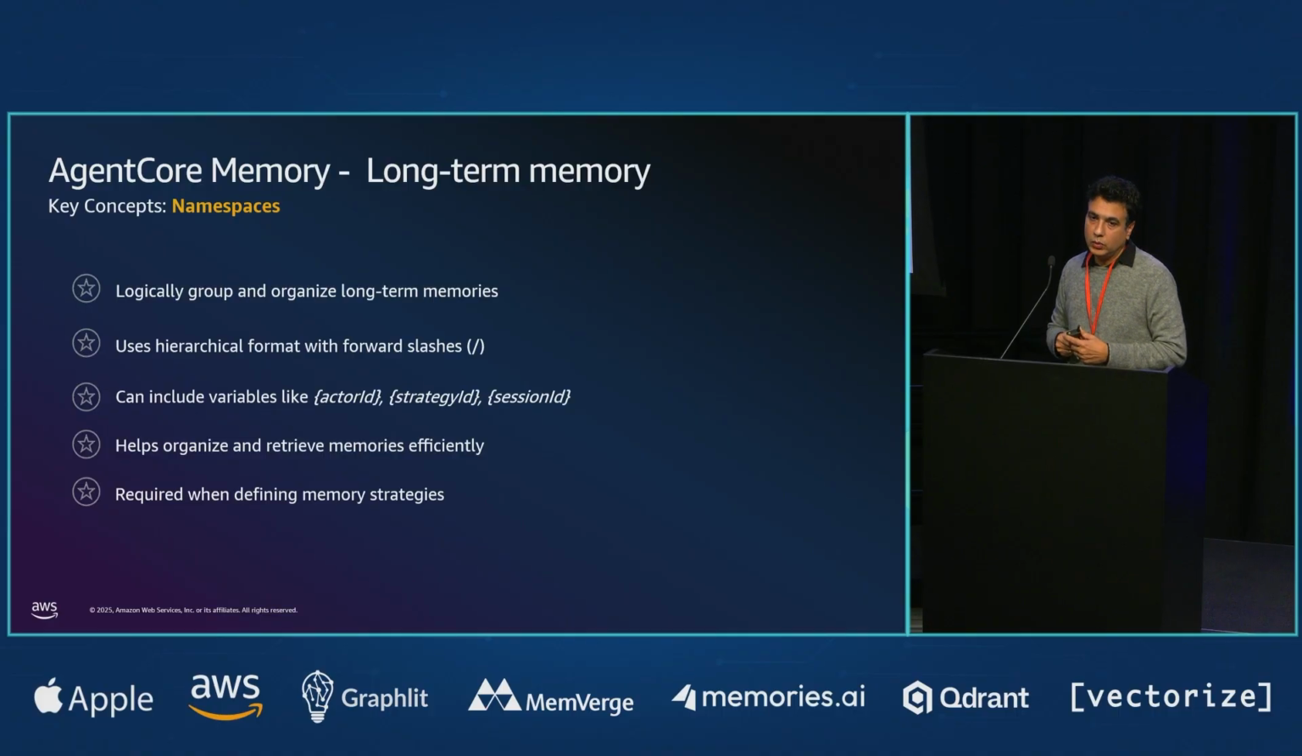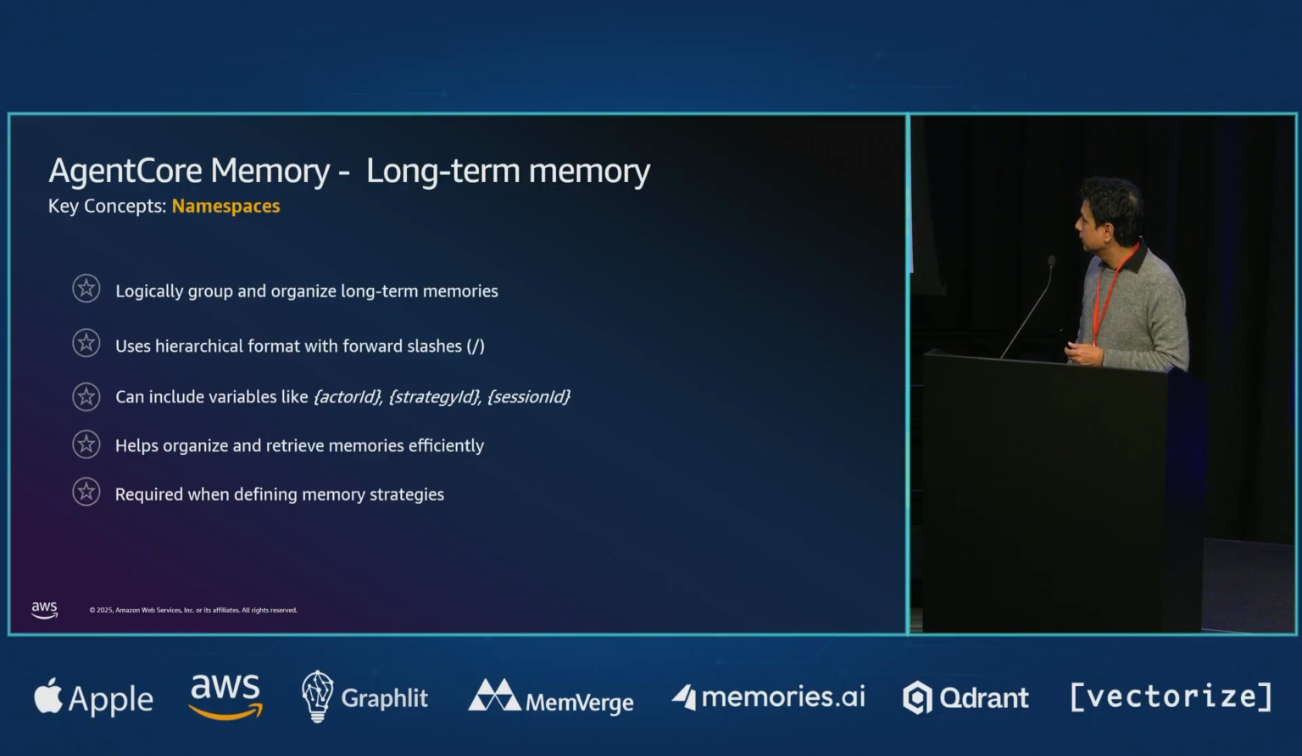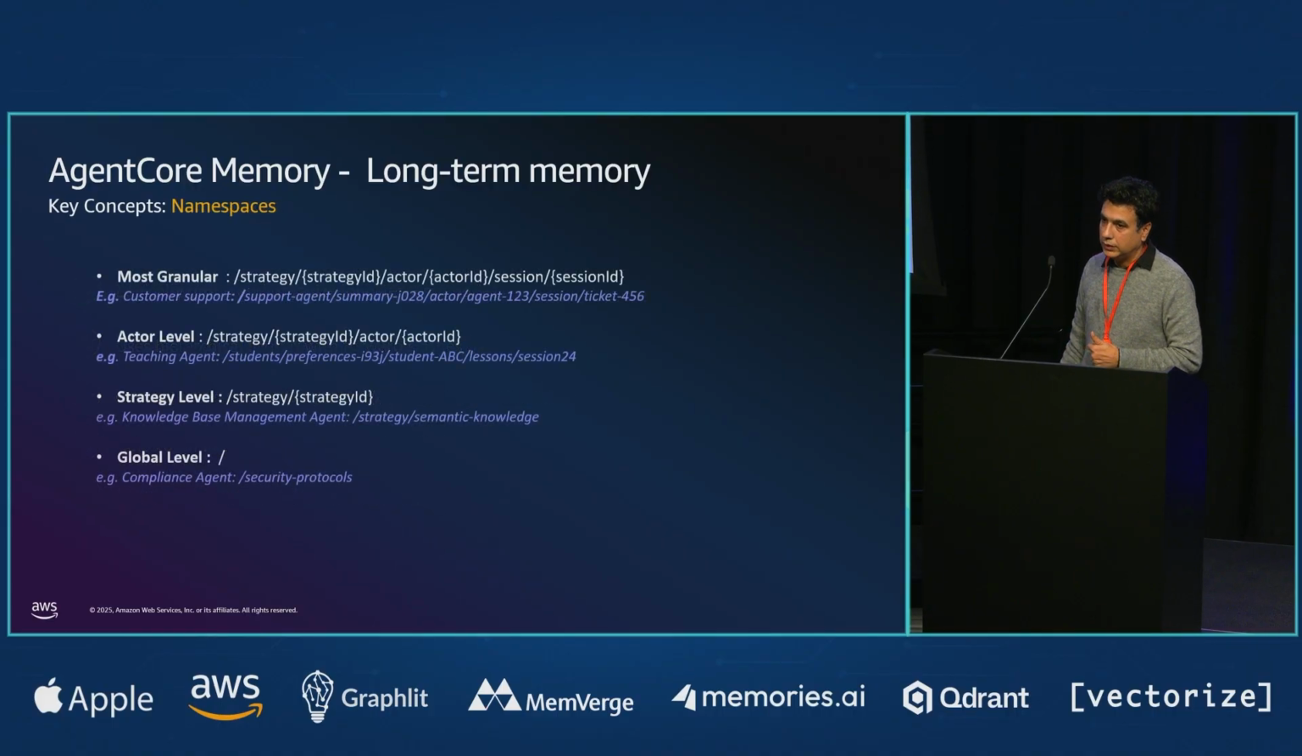It can also include variables. In this case, we have actor ID, strategy ID, and session ID. It depends on your application how you want to segregate that as part of the long-term memory. You can choose the right strategy as well, and this can help you retrieve the memory faster. This is just one example, from most granular, where you can see on the top we have the session ID level and also the actor ID, and then very, very global as well. So depending on the application need that you have, you can choose one of these strategies.